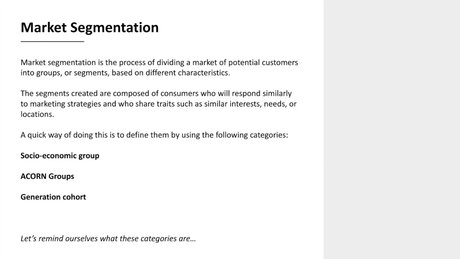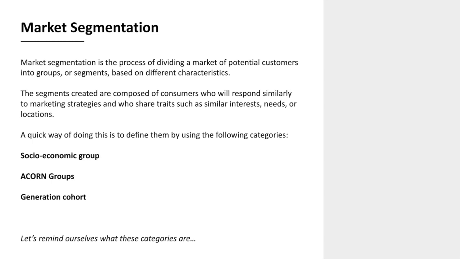So let's take a look at those in a bit more detail. So market segmentation is the process of dividing a market of potential consumers into groups or segments based on their different characteristics, the information that you've essentially found from conducting your questionnaire and focus group research last week.